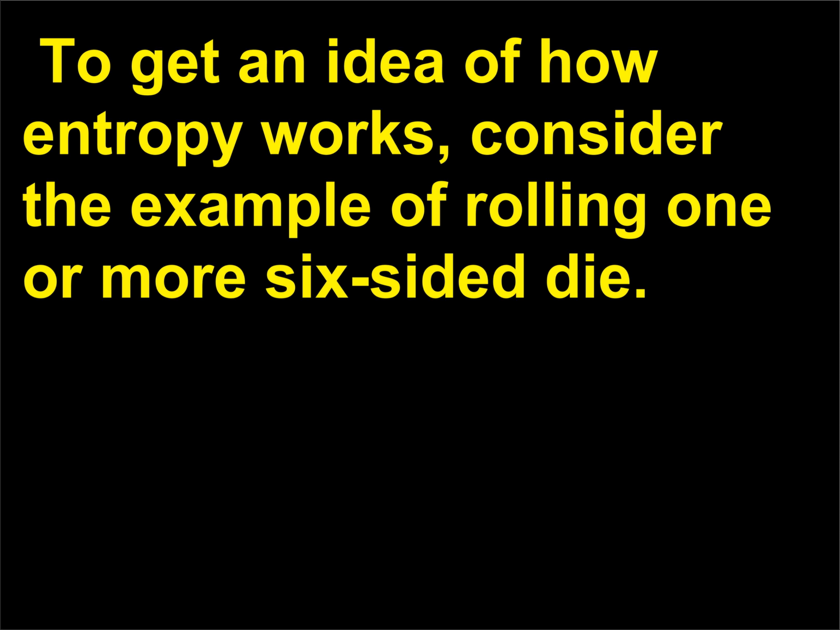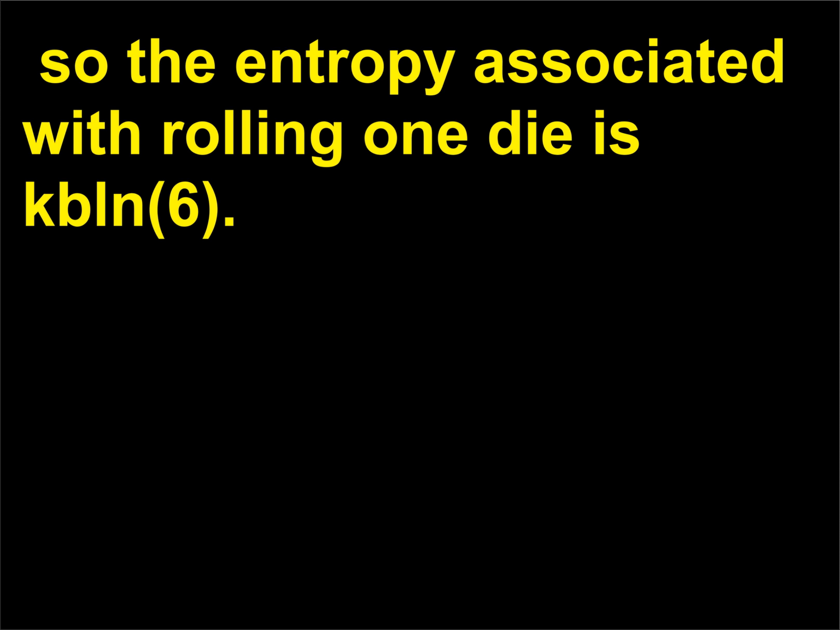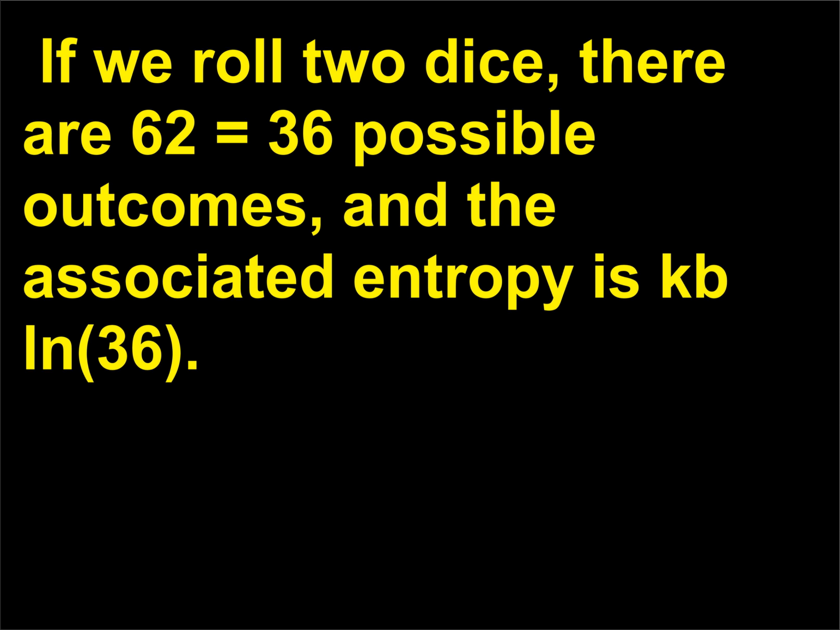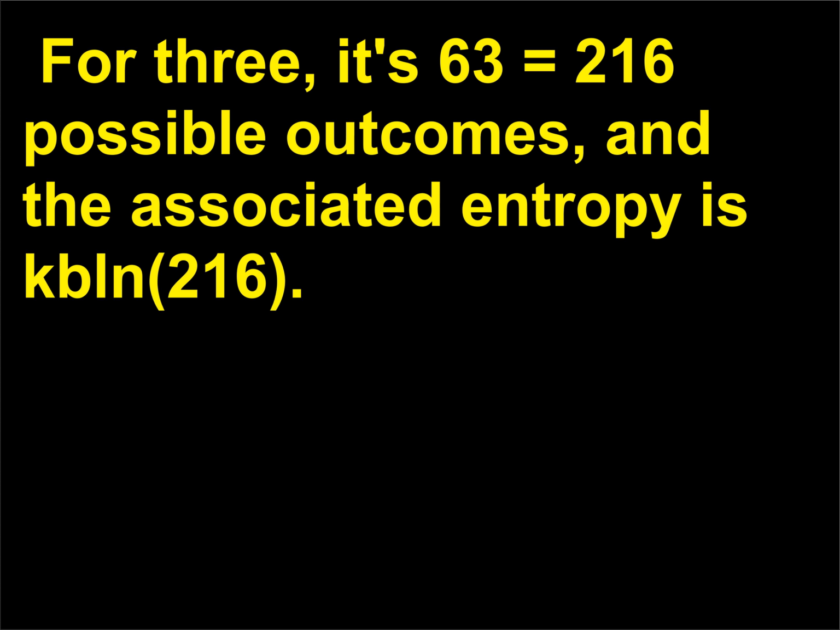To get an idea of how entropy works, consider the example of rolling one or more six-sided dice. On the first roll, there are 6 possible outcomes. So the entropy associated with rolling one die is kB ln 6. If we roll 2 dice, there are 6^2 equals 36 possible outcomes, and the associated entropy is kB ln 36. For 3, it's 6^3 equals 216 possible outcomes, and the associated entropy is kB ln 216.